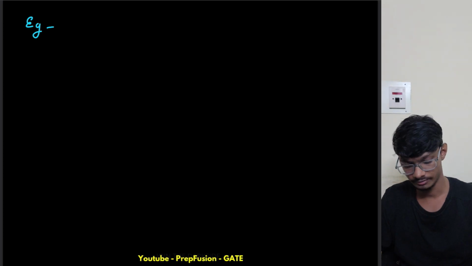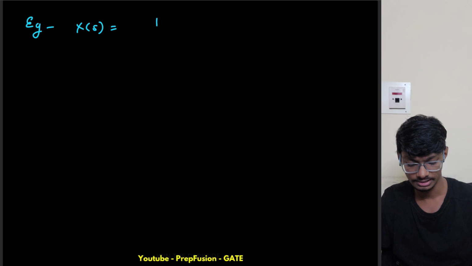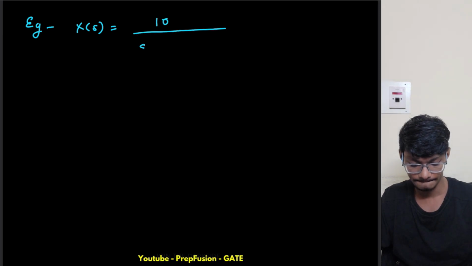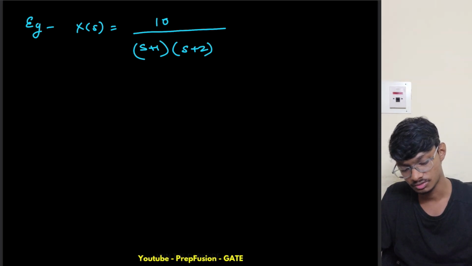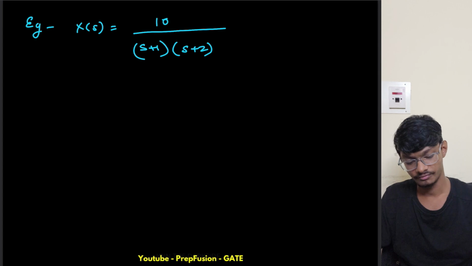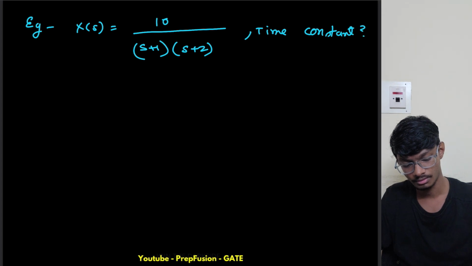Okay, let's say I have one transfer function which has s plus 1 into s plus 2, whatever you want to say. Find the time constants. Okay, like I want to know what the time constants are. So how to find those?